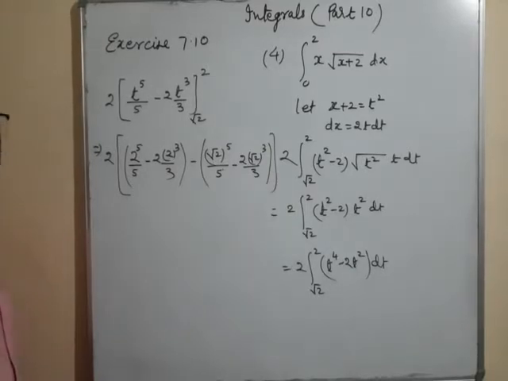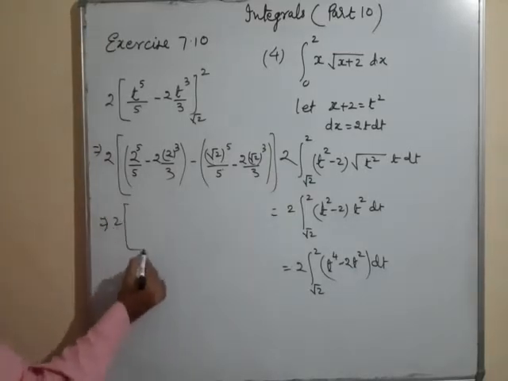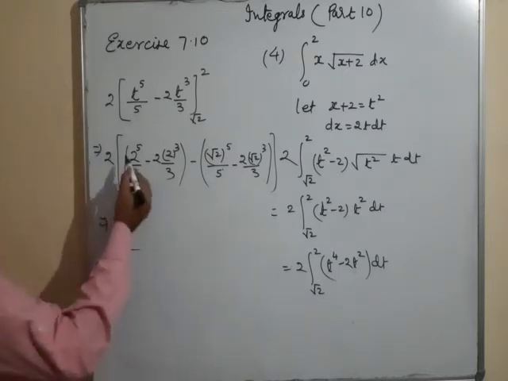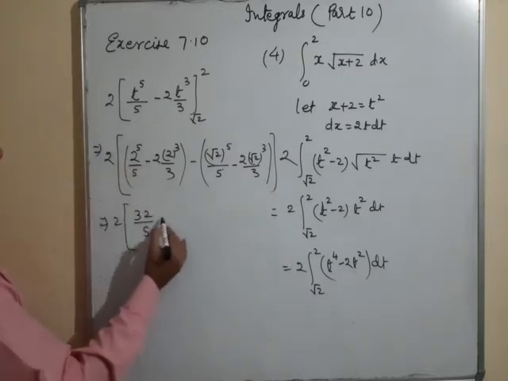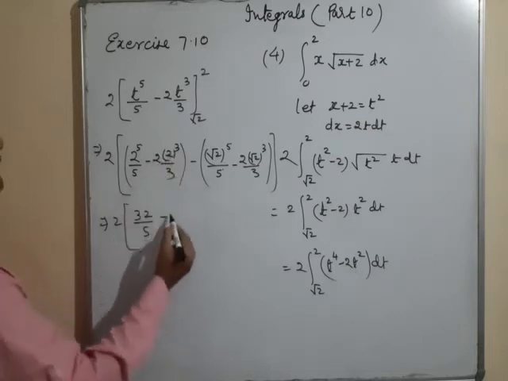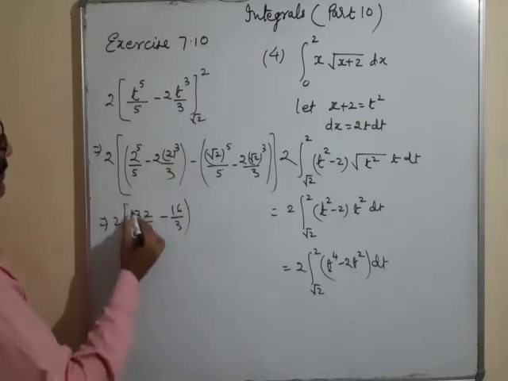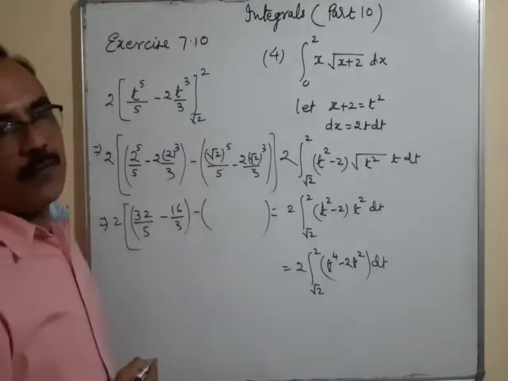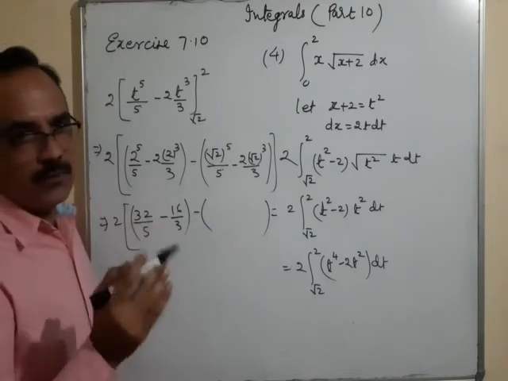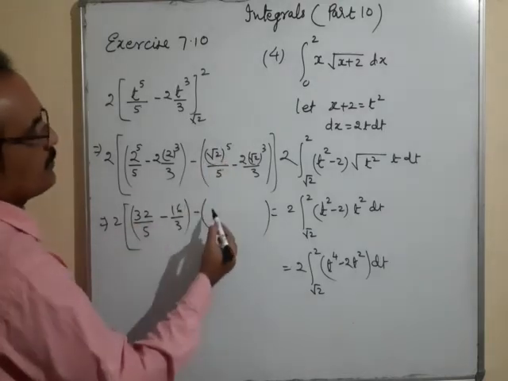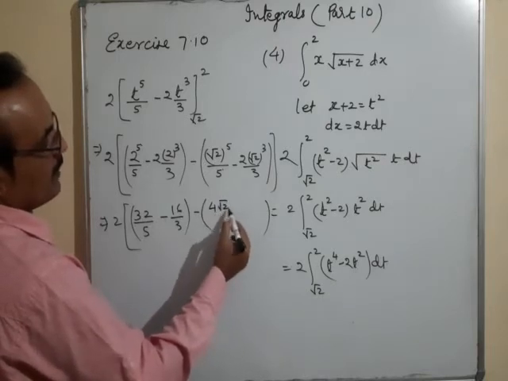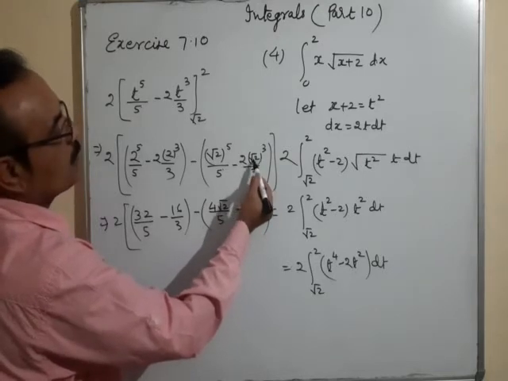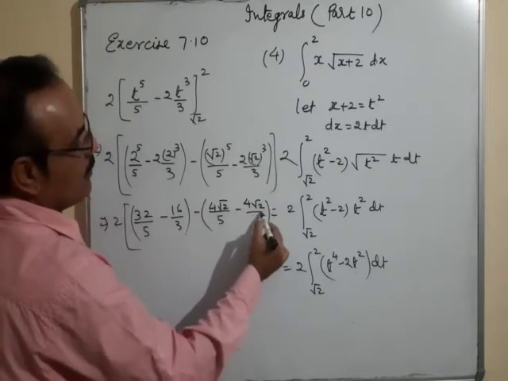This means 2 to the power 5, 2 to the 4, to the 8, to the 16, to the 32: 32 upon 5 minus 2 to the 4, to the 8, to the 16 upon 3. Minus root 2 to the power 5: root 2 into root 2 is 2, root 2 into root 2 is 2, so 2 to the 4 root 2 upon 5, minus root 2 into root 2, 2 root 2, so 2 to the 4 root 2 upon 3.